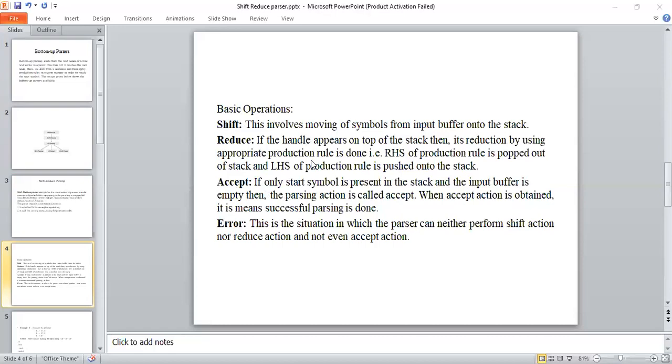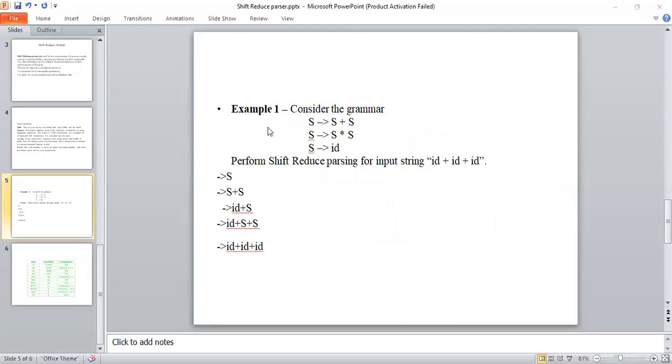Now we'll discuss how to shift, how to reduce, which grammar is accepted and which produces an error, with one example problem. For example, here I have one grammar: S goes to S plus S, S goes to S into S, S goes to id. From this grammar, I can get the input string id plus id plus id. So how do we get this input string? We'll observe it through the productions.